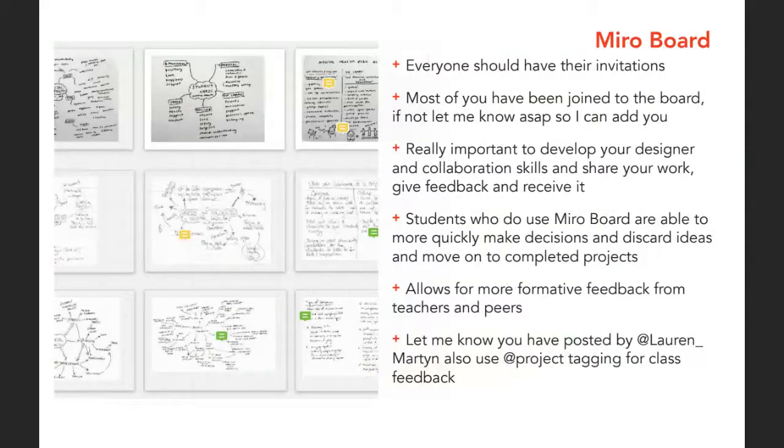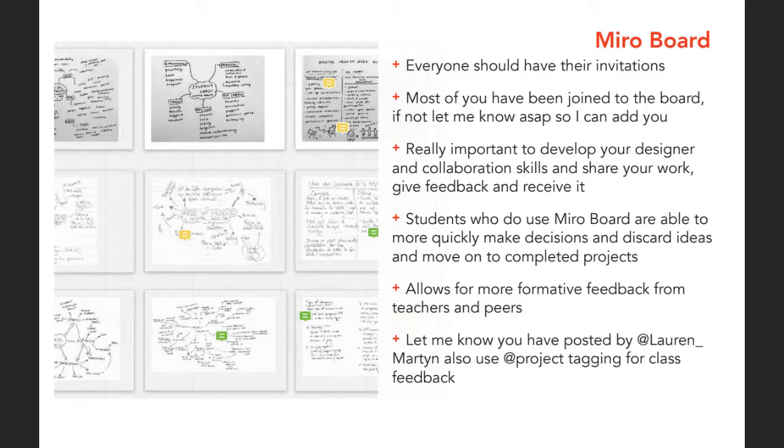So everyone should have their invitations already, and most of you have been joined to the board. If you haven't been joined, let me know as soon as possible so I can add you. It's really important to develop your design and collaboration skills and share your work and to give feedback and receive it. And I just gave a reference today actually, and one of the questions they asked was, how does the person I was giving the reference for take feedback? So it's a really important part of professional life to be able to give and receive that feedback.